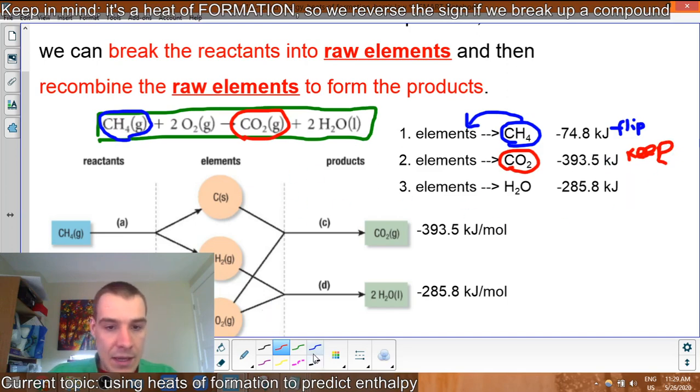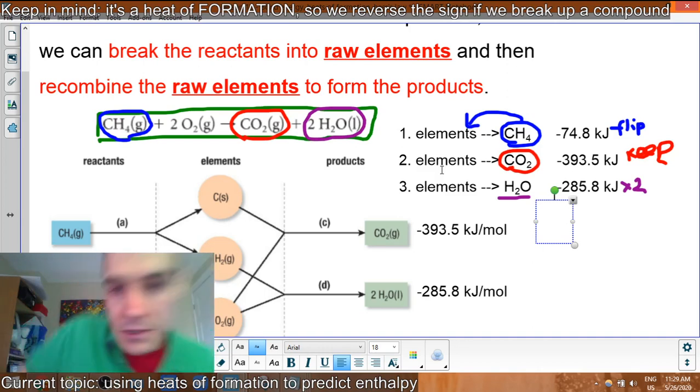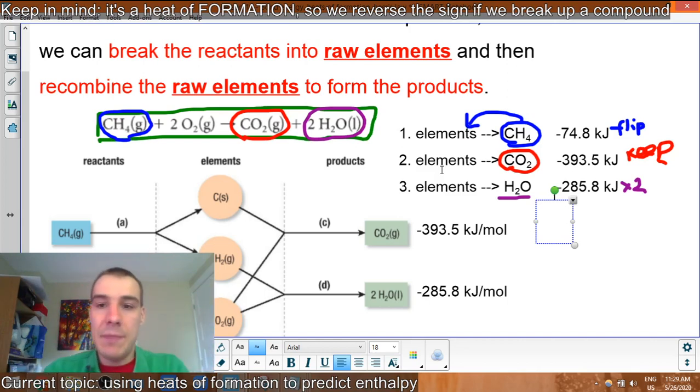And then the H2O in purple. There's two of them, two H2O, and here we just have one H2O. So we're going to have to multiply it by 2. Let's flip the first, keep that one, multiply the third by 2. And we don't have to worry about the other side because we know that the raw elements are going to cancel out. It'll just be oxygen, carbon, and hydrogen, and we don't even need to think about that part.